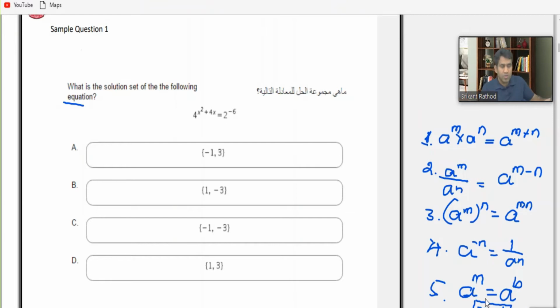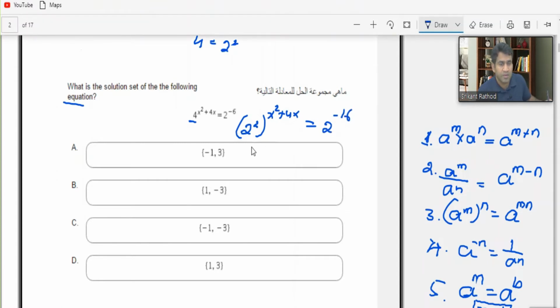All right, so let's solve this question. 4 to the power x square plus 4x is equal to 2 to the power negative 6. Look here, to make an exponential equation I have to make the base the same, but the base here is 4 and here it is 2. I can't just equate their powers as they are. So 4 can be written as 2 square. Then instead of 4 here I can write 2 square to the power x square plus 4x is equal to 2 to the power negative 6.